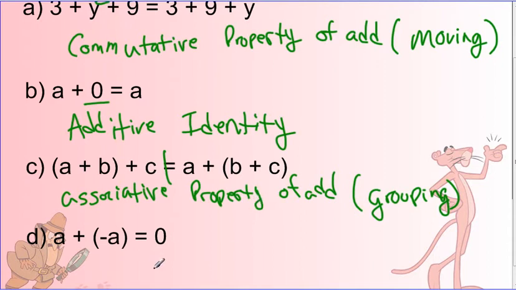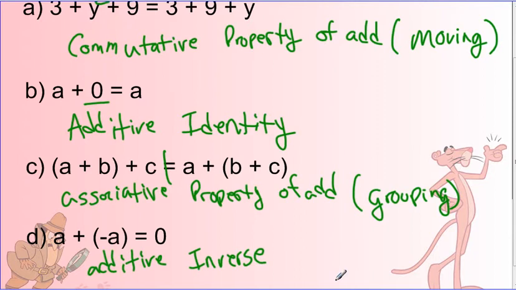And letter D was also in the vocabulary box. This is the additive inverse. Where you have two numbers that are opposites of each other being added together, and the answer is 0. Okay, so those properties will come up. You'll see the same properties when we get to multiplication.